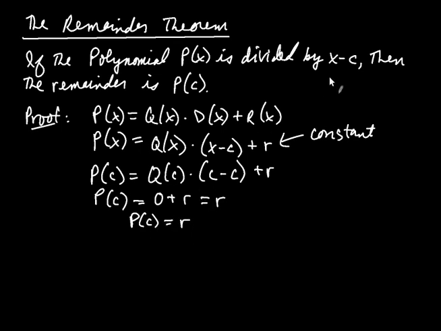We wanted to show that when you divide by x minus c, the remainder that you get, the r, is just equal to p of c. So in other words, you can get the remainder simply by plugging c into the polynomial.